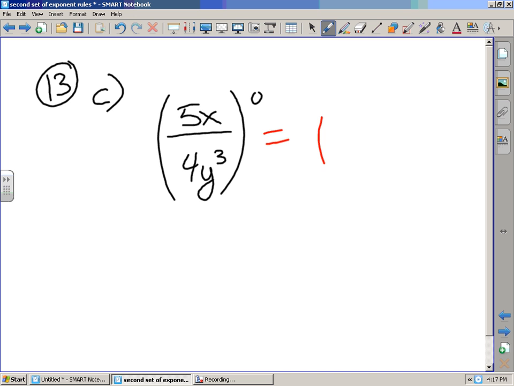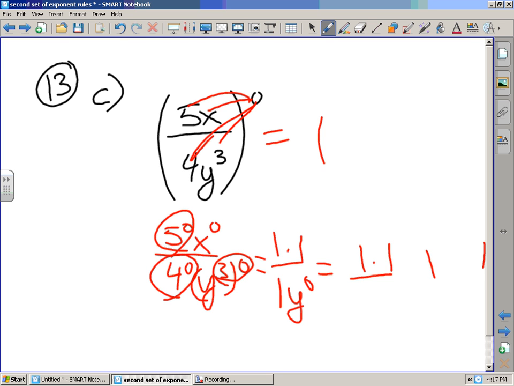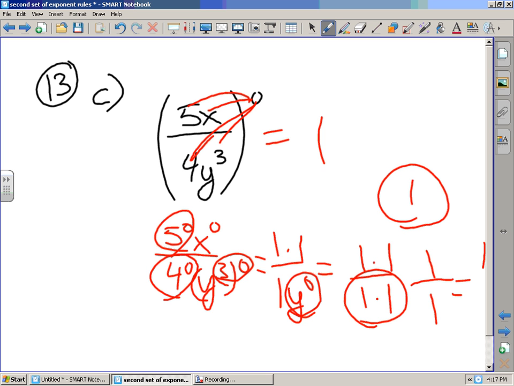Some people, they do all of the work. Power to a group, you distribute to everything in the numerator and everything in the denominator. And they do 4 to the 0th, y to the third to the 0th. They do all of this work. And they find that 5 to the 0th is 1, x to the 0th is 1, 4 to the 0th is 1. Power to a power you multiply. You get y to the 0th. And then, oh my gosh, 1 times 1 equals 1. Y to the 0th equals 1, and 1 times 1 in the denominator is 1, and 1 divided by 1 is 1.